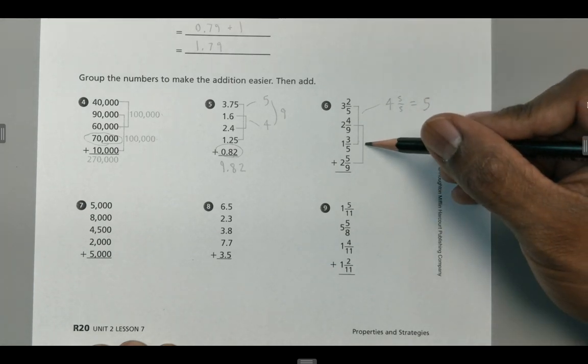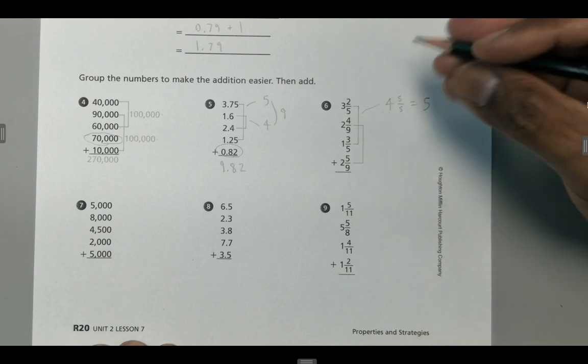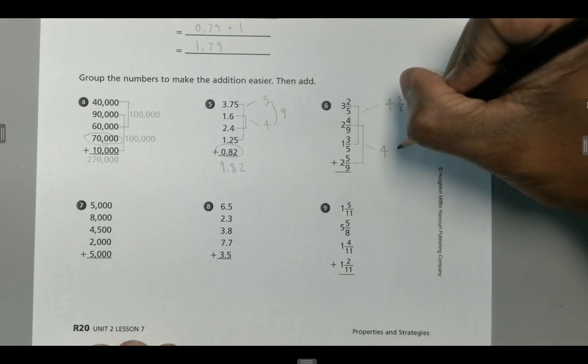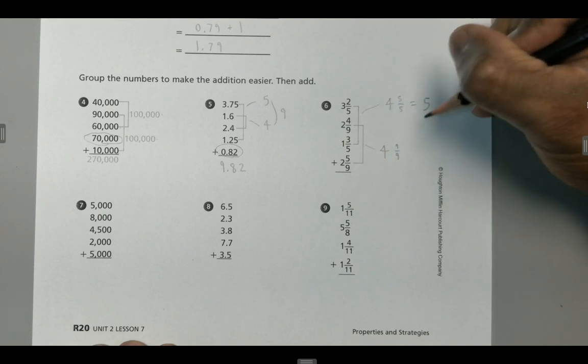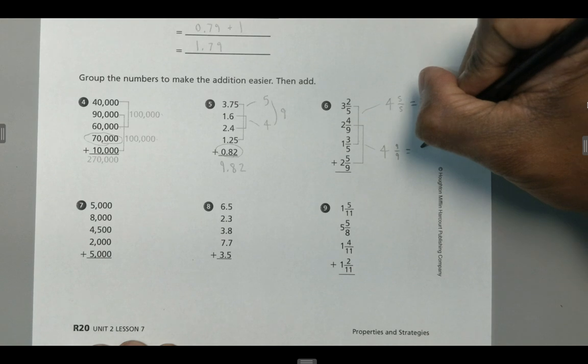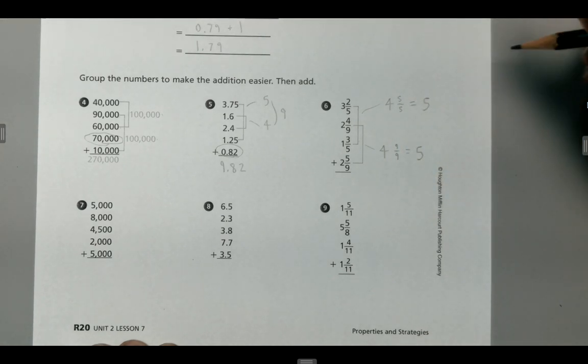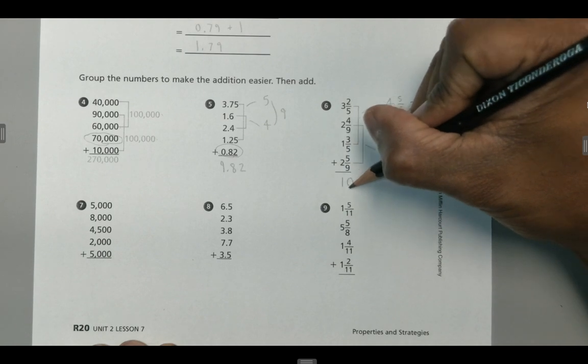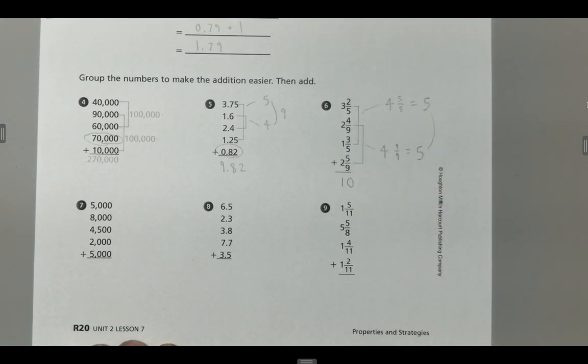Down here, 2 and 4/9 plus 2 and 5/9. Add my whole numbers. 2 and 2 is 4. Add my fractions. 4/9 plus 5/9 is 9/9. 5. And now combine these. 5 and 5, of course, gets me a final answer of 10.